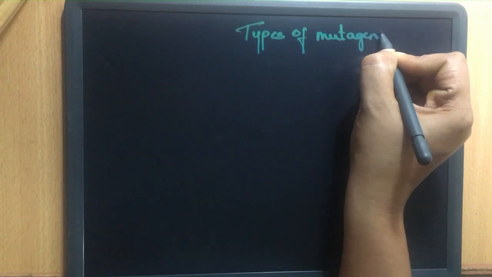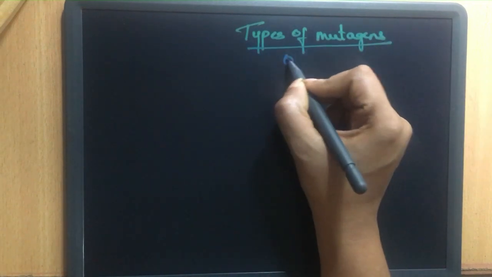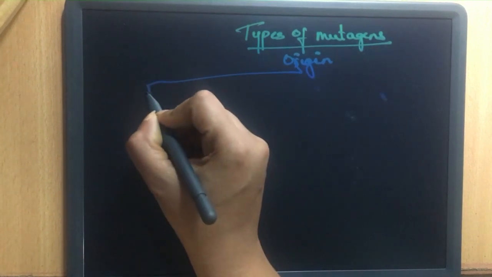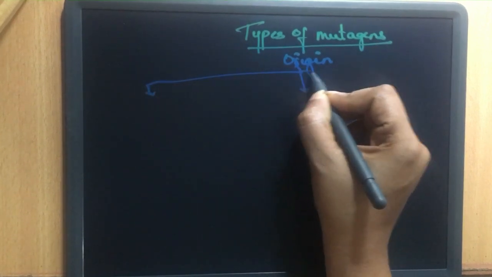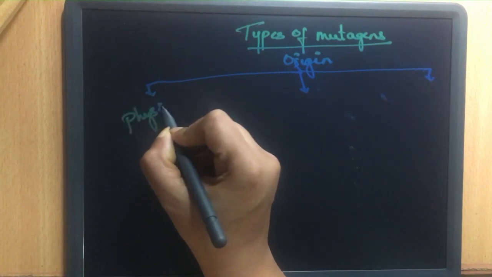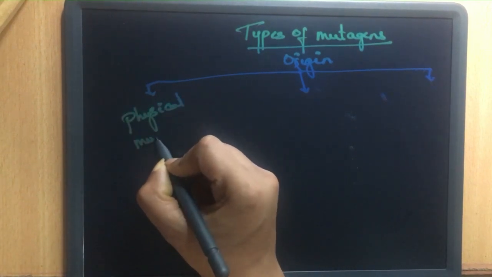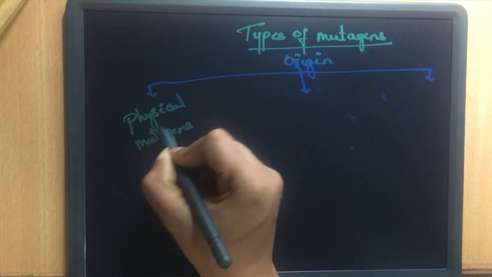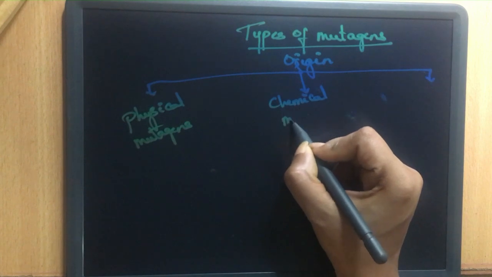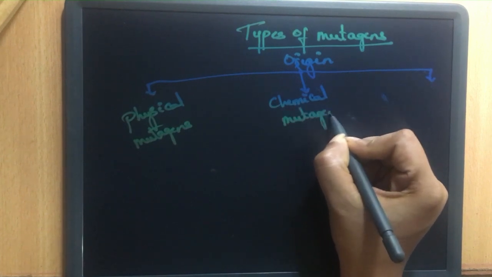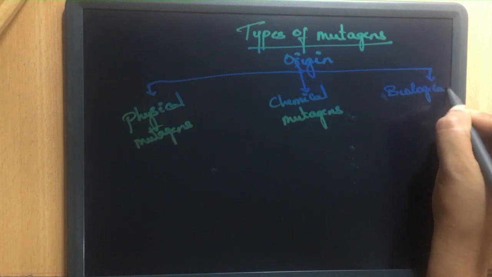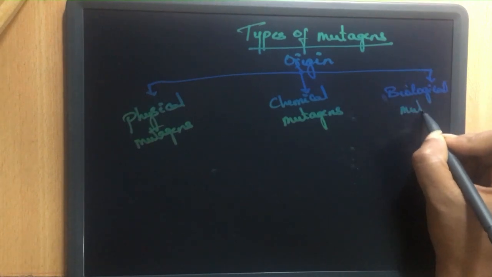Okay, let's go to the different types of mutagens. Based on origin, mutagens are classified into three distinct forms. They are physical mutagens, chemical mutagens and biological mutagens.